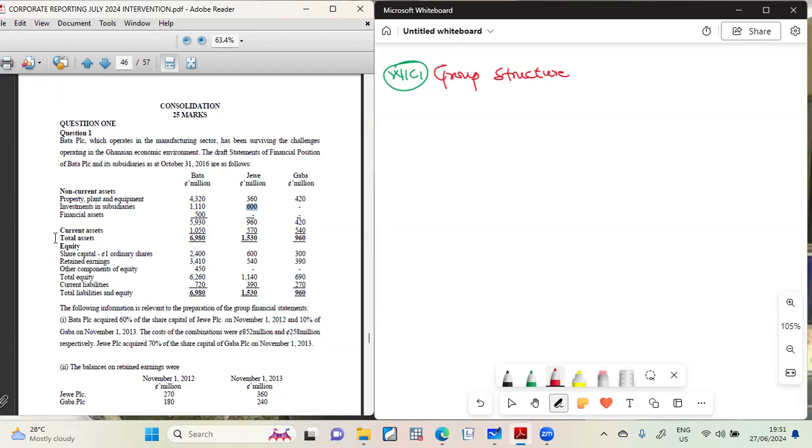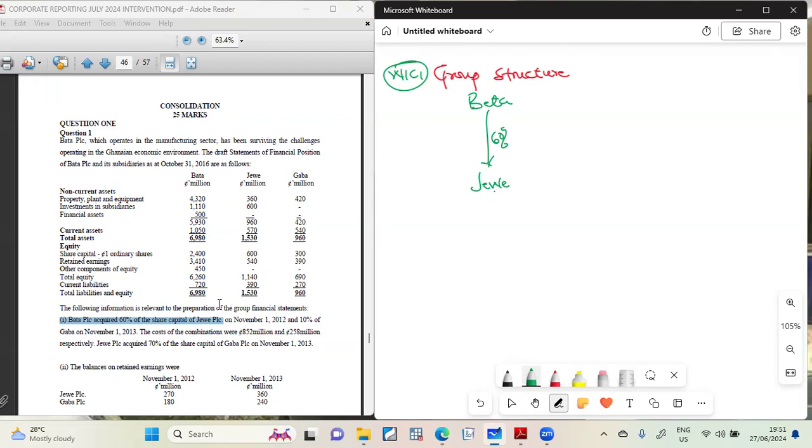Now, we read on. It tells us the current assets, the equity side, and everything. We have all those things down. Then we have the following information, which is relevant to the preparation of the group financial statements. We are told that Better acquired 60% of the share capital of Jewe. So right there, you need to have Better acquiring 60% of Jewe. So we have the acquirer and the acquiree.